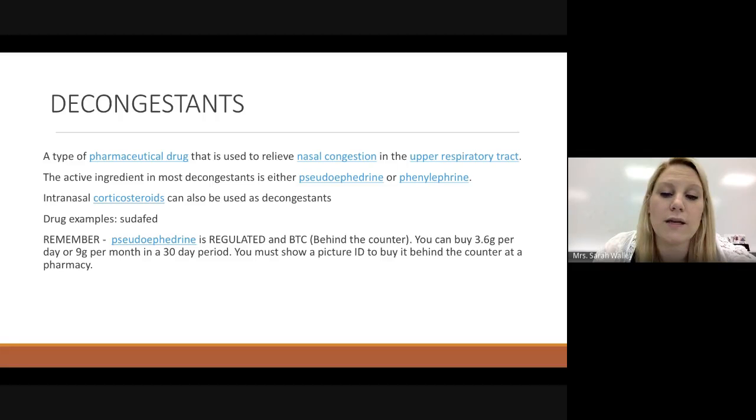So that's why it's regulated and it's behind the counter. But again, you don't need a prescription. And then last but not least is intranasal corticosteroids. They can be used as decongestants as well. These are like these nasal sprays that you spray up your nose and it kind of clears your nasal passages. These are good. They work really well, but they can also actually cause rebound congestion.